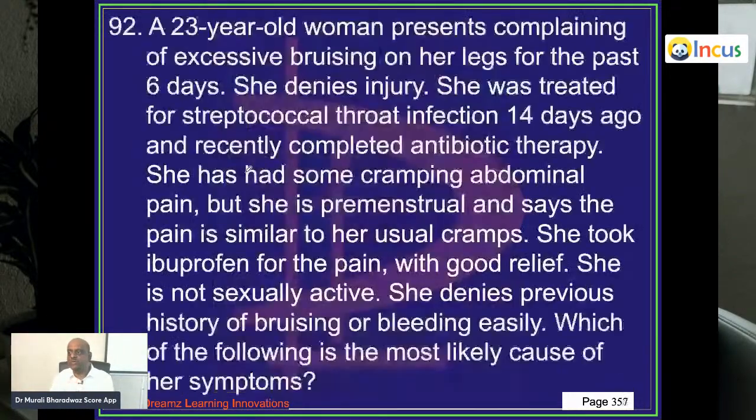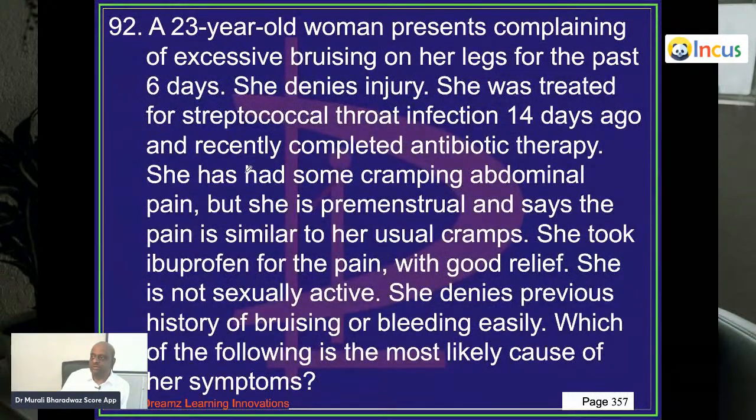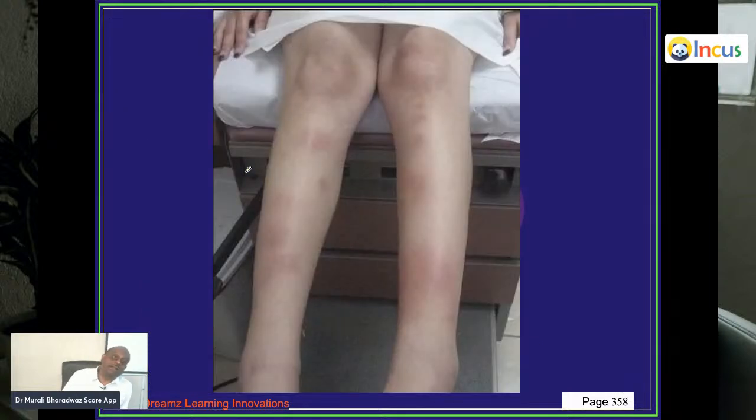A 23-year-old with excessive bruising on her legs for the past 6 days, and she denies previous history of any bruising, and she took ibuprofen for pain. She is not sexually active, and she has some cramping abdominal pain, but she recently had streptococcal throat infection. And what are these lesions, doctor? Erythema nodosum. What is the erythema nodosum pathologically?